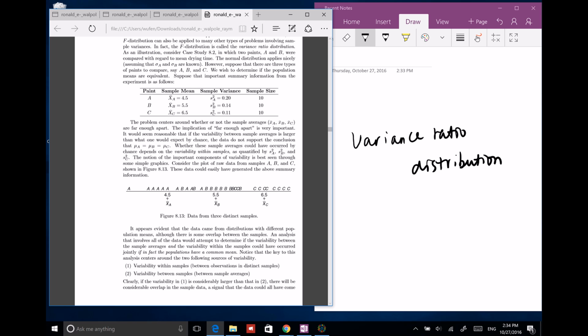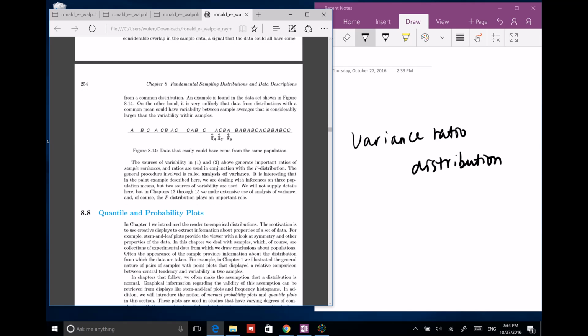Analysis that involves all of the data would attempt to determine if the variability (variance) between the sample averages and the variability within a sample can occur jointly if in fact the populations have a common mean. Okay, so is it variability between the samples or variability within the samples? That's what we're going to check, the variability comparison of two variances.